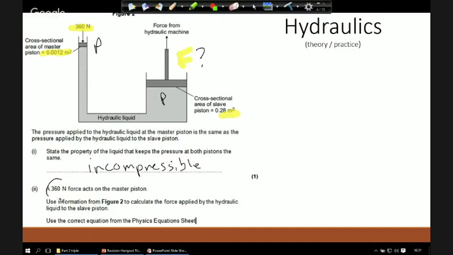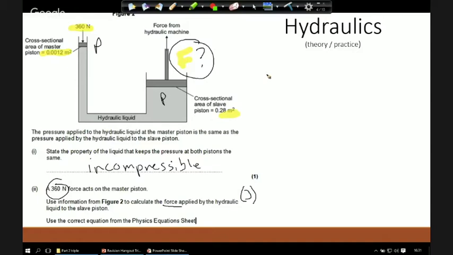And a 360 newton force acts on the master piston. Use the information to calculate the force applied by the hydraulic liquid to the slave piston. So it wants me to find this force up here. Okay, so use the equation from the sheet. Well, I need to calculate the pressure on the left-hand side, and you'll get a mark for that on its own. It's a three mark question.